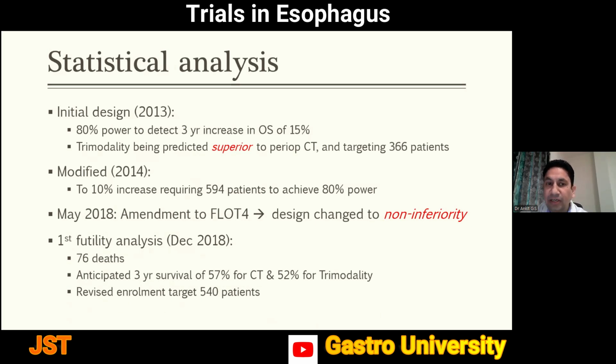The trial modality being predicted superior. So this was a superiority trial to peri-op chemotherapy, and the total number of patients they had to enroll was 366. This was then again modified in 2014 to add another 10% increase, requiring 594 patients to achieve 80% power. So the number of patients to be recruited increased from 366 to 594.